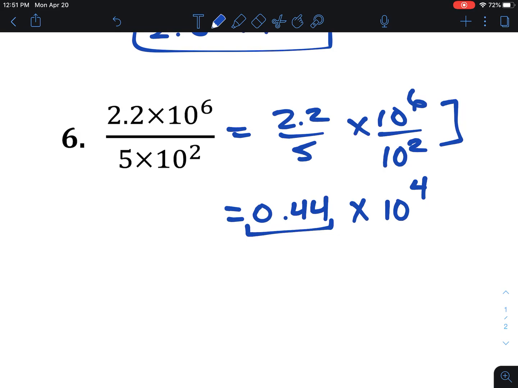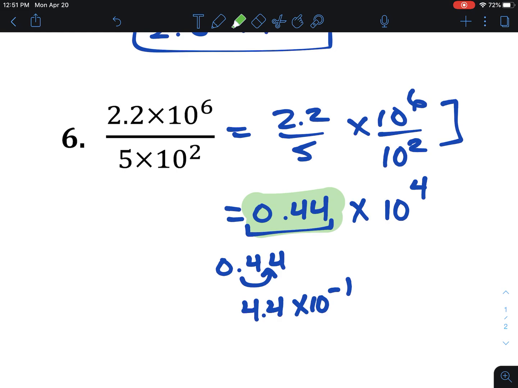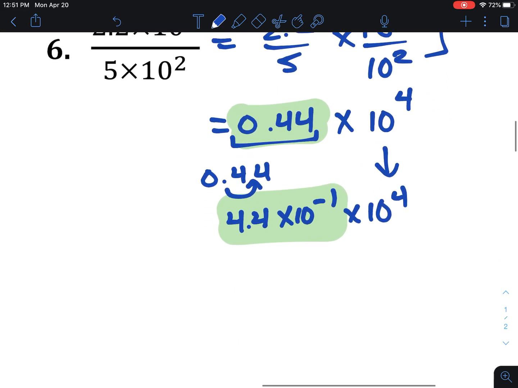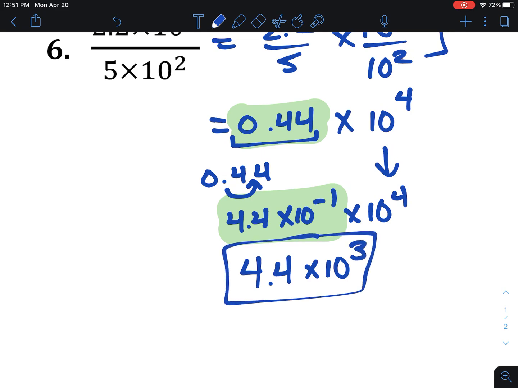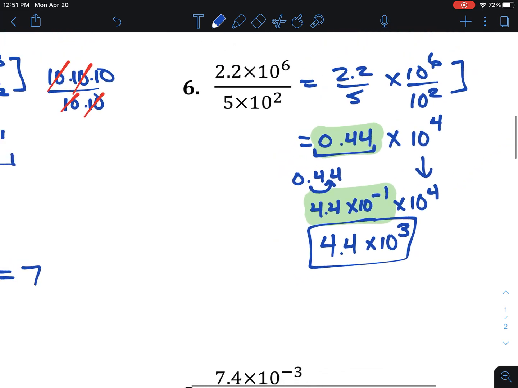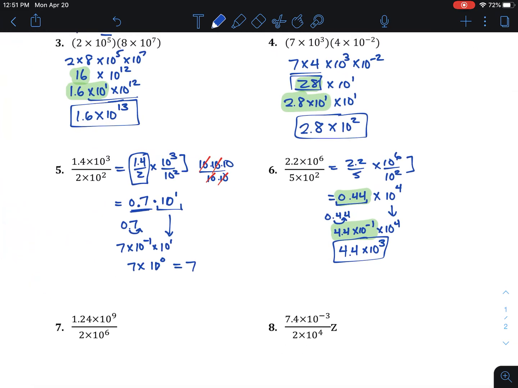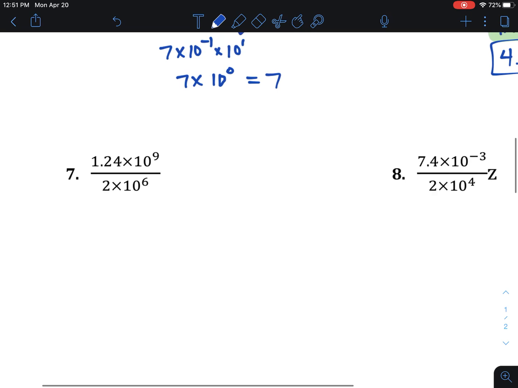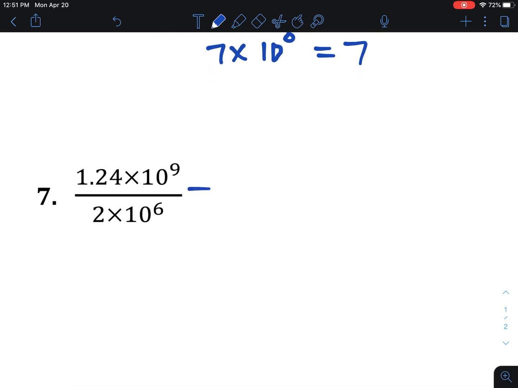This, again, is not scientific, though. So 0.44, if we move the decimal 1 in, that would be 4.4 times 10 to the negative 1. So this here equals that. Now we're just going to bring down the extra 10s, combine them to get our answer. So we get 4.4 times 10 to the negative 1 plus 4, which is 3. And there's our answer in scientific notation. Okay, a couple more examples just to get you guys a lot of examples to look at here.